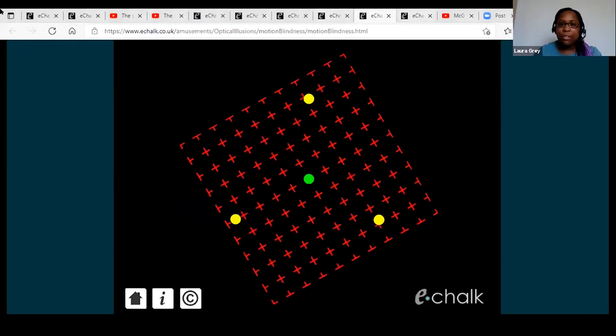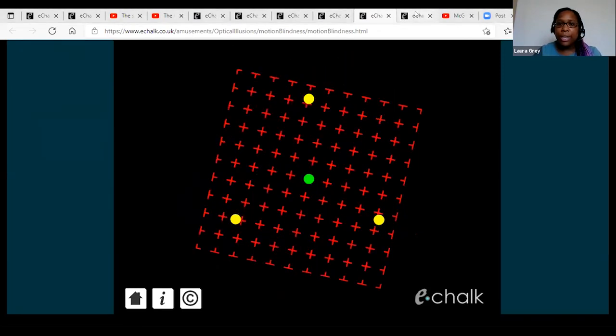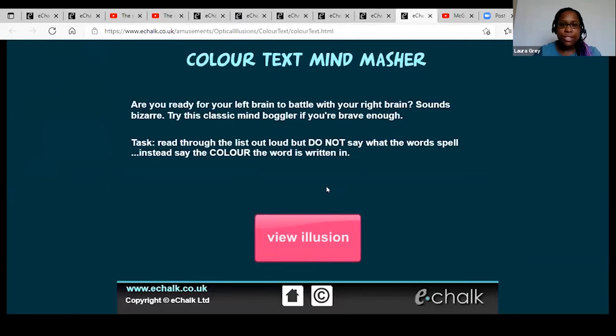Okay, so the next one that I've got for you, you've probably actually come across before on social media. And this is about the fight between your left brain and right brain. So you've only got one brain, but there is a left side and a right side. The left side is more logical. So it deals with things like reading, numbers, calculations. And then the right-hand side is more creative. So it deals with things like colors.